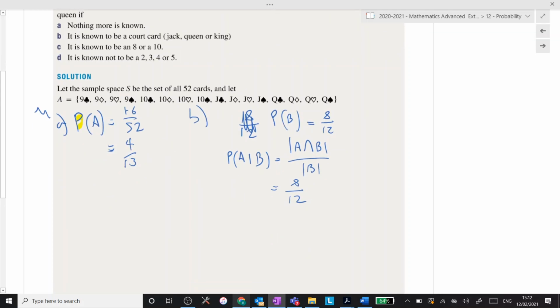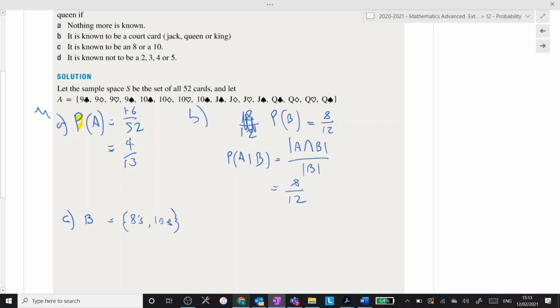It is known to be either an 8 or a 10. Oh, I'm having problems drawing stuff. No, it's just me. I couldn't decide whether to do square brackets or curly brackets.